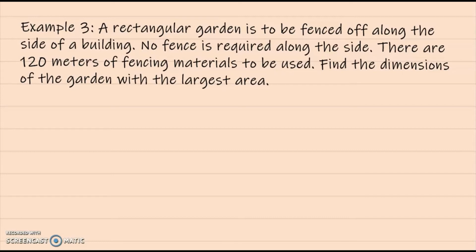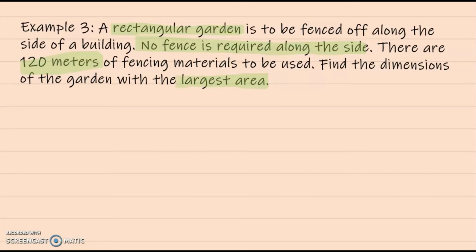So we will have here a rectangular garden to be fenced off along a side of a building where no fence is required along that side of the building, and there are 120 meters of fencing materials to be used. Find the dimensions of the garden with the largest area.